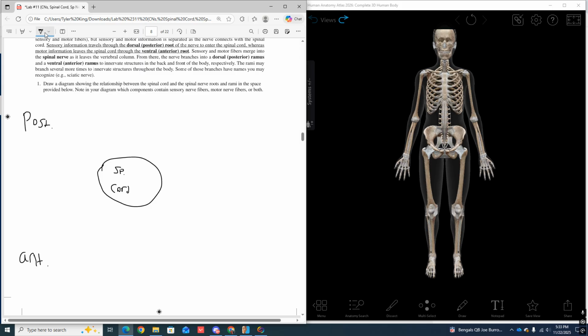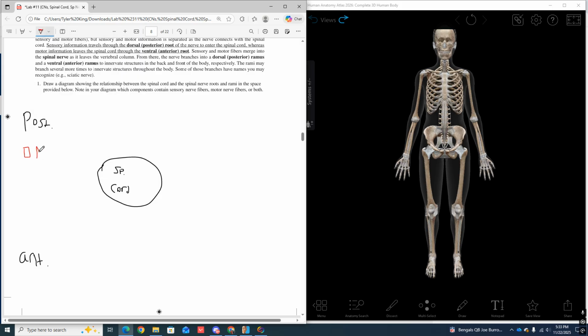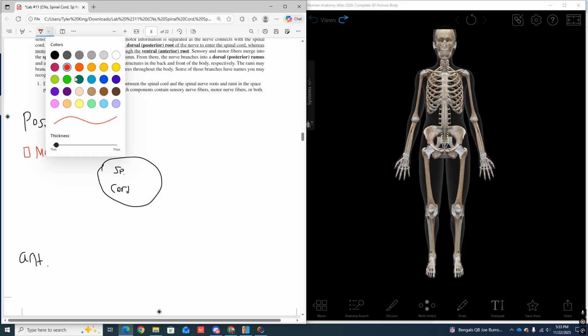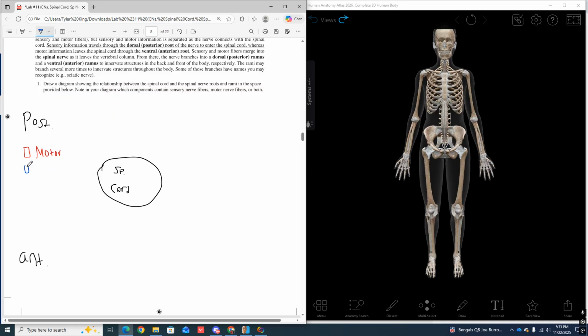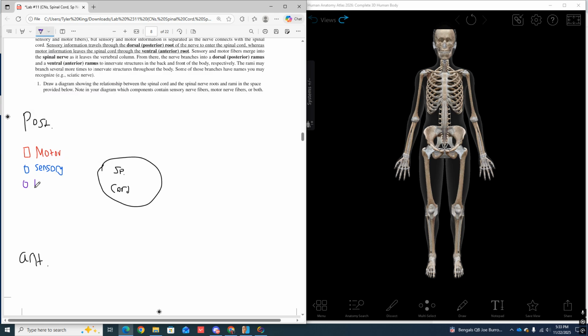Coming out at the backside is going to be the dorsal root. Coming out of the front side is going to be the anterior root. Now, I'm going to specify which one is which. So I'm going to have my red be motor information. If you see the red, it's motor. If you see blue, that is going to be sensory. If you see purple, for whatever reason, this is going to be both. Means that it contains both sensory and motor information, which there is some in here. I'll show you where it is.